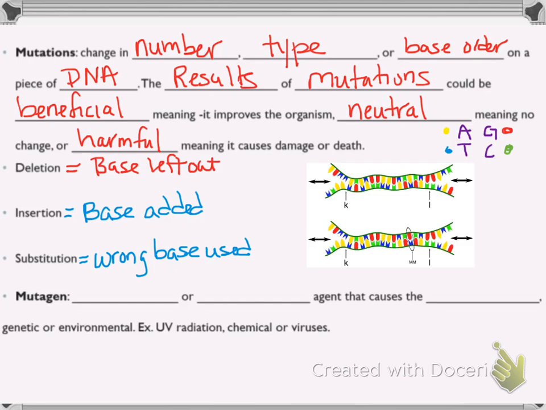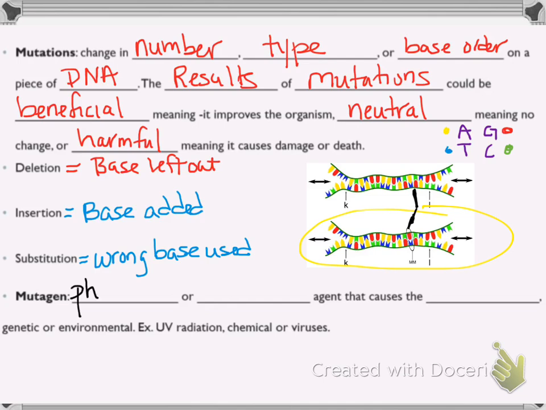But then if you look down here at this one, can you see where something's not matched correctly? So right here, this red should be with a green, but instead it's with a blue. That is a mess up. Okay, it substituted the wrong base in there, and that's going to cause a mutation. It's going to cause something, and we're going to talk about that in class.